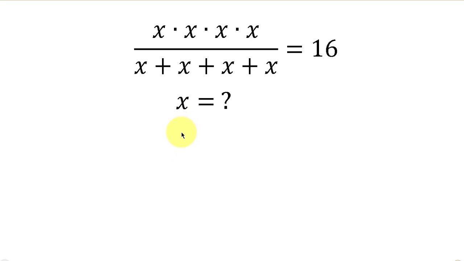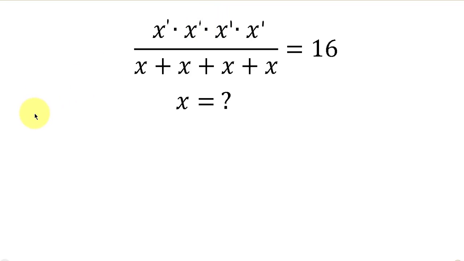Let's solve this math question that says find the values of x for which x times x times x times x all over x plus x plus x plus x is equal to 16. Now, our first step will be for us to consider the numerator. Notice that they all have a power of 1. Very good. All the x's are carrying a power of 1.